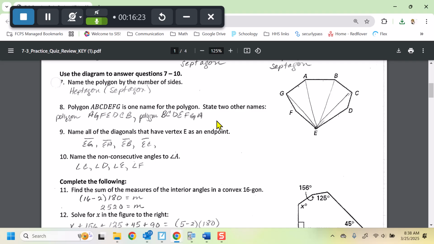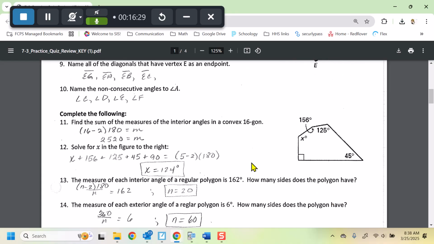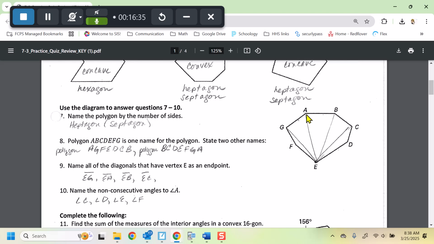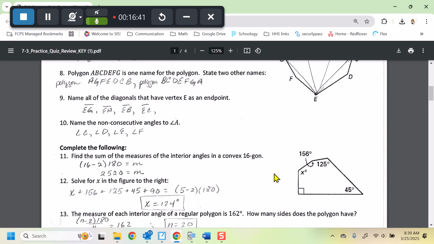Name all the diagonals that have E as an endpoint, as long as it's not the sides. Can't be EF and ED. Name the non-consecutive angles to angle A. The angles that are consecutive to A would be G and B. Everything else is non-consecutive. So C and D and E and F.